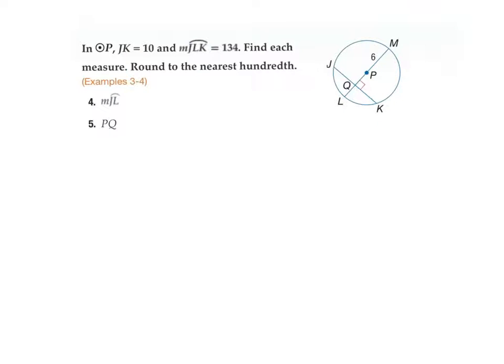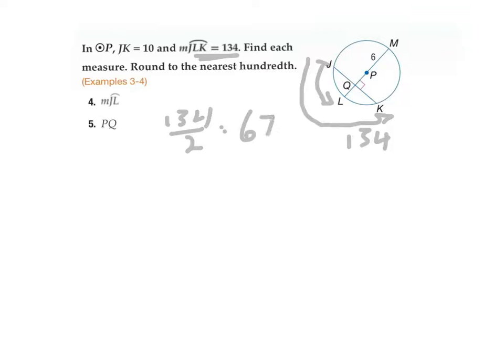Okay, so we're going to do question 4 and question 5 together. Well, question 4 is JL, which is this distance from here to here. Okay, but what do we know from the information? From J through L all the way to K is 134. So obviously JL is half that distance, so it's going to be 134 divided by 2, which is going to give you 67.